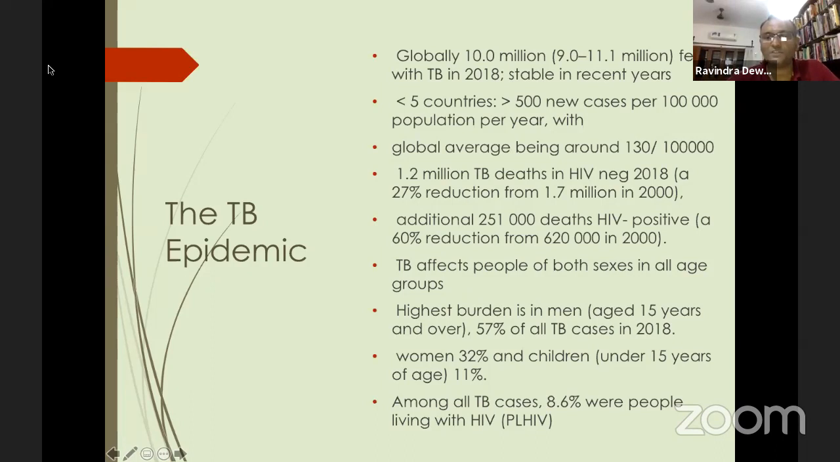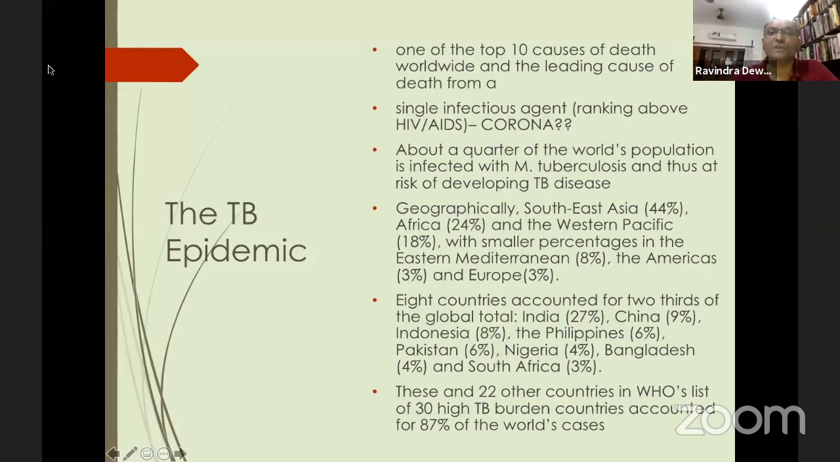Among all TB cases, only 8.6% were people living with HIV. So though we tend to think that TB and HIV is the real problem, of course it is a problem, nevertheless the majority of the cases are not with HIV. And it is one of the top 10 causes of death worldwide and the leading cause of death from a single infectious agent, ranking above HIV/AIDS. But now, of course, Corona has changed the entire equation.